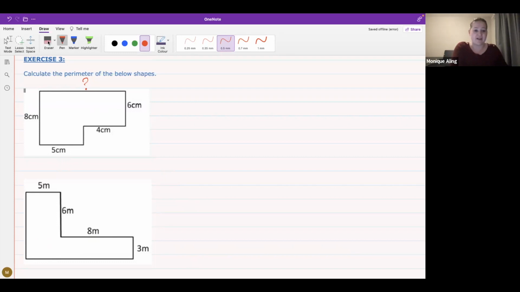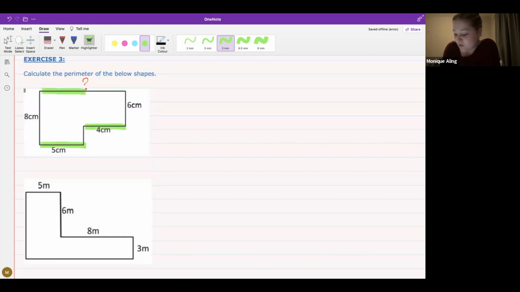Okay, good. So we can see that this side equals 5, so up to there will equal 5, and over here is 4 centimeters, so the rest of it will be 4 centimeters. So if I say 5 plus 4, this side will equal 9 centimeters. So for the perimeter, we are just worried about the sides. We're not worried about the area. So for perimeter, we are just going to add all the sides together.